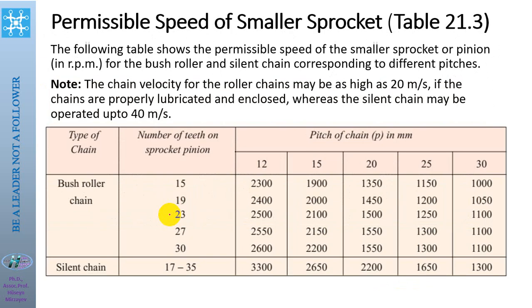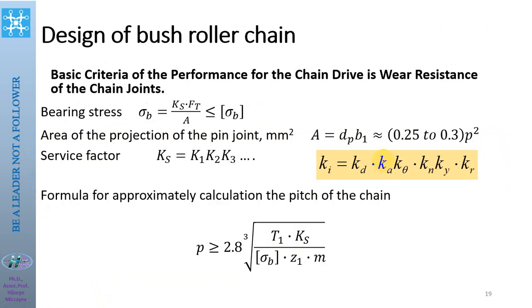And also the permissible speed of a smaller sprocket, limited for the chains depending on the type of the chains, may be found as limiting speed from these tables.